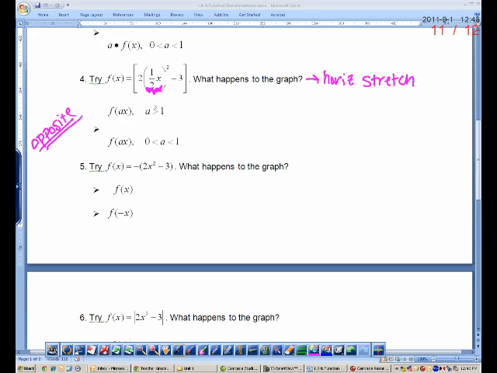Okay? So is that going to go on my top rule or my bottom rule? The bottom, because my A value is 1/2, between 0 and 1. So this is a horizontal stretch, opposite from what we would think. What do you think is going to happen with a number bigger than 1? It's going to be a horizontal compression.